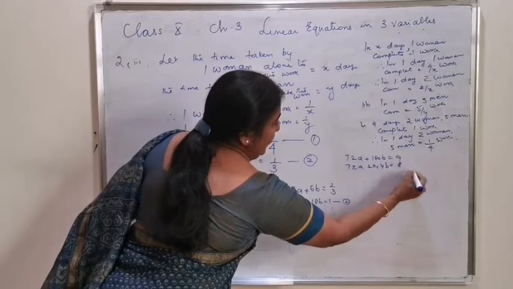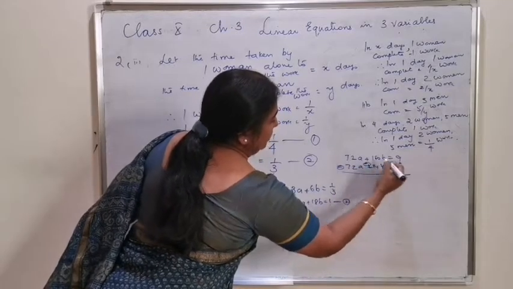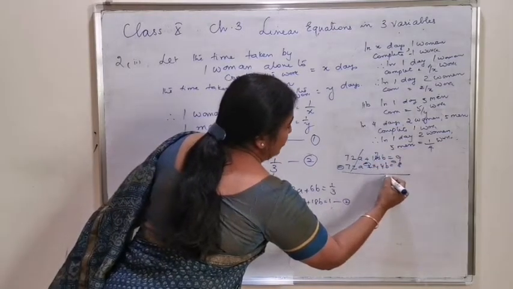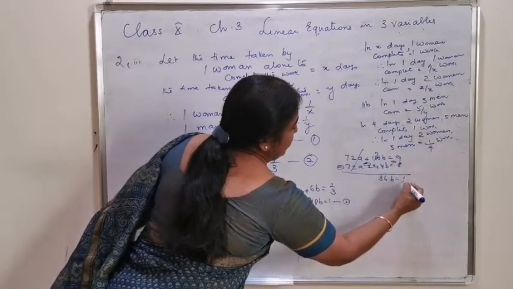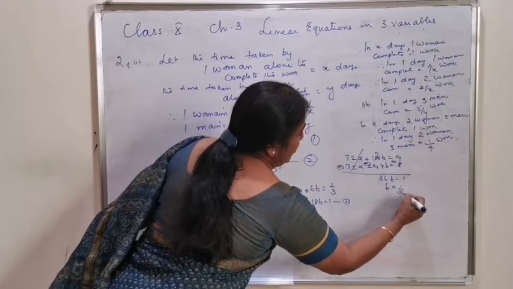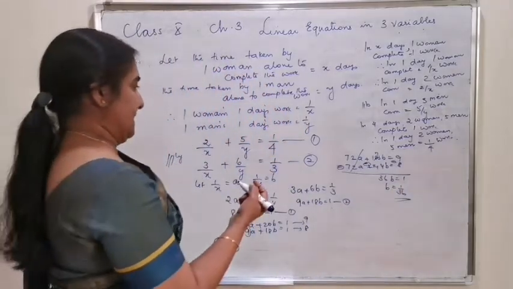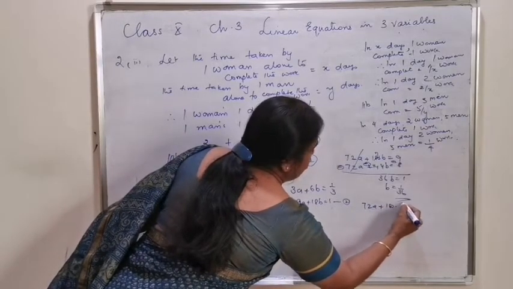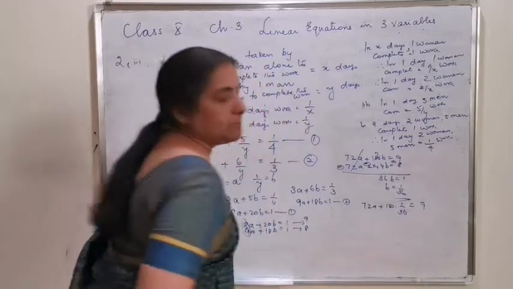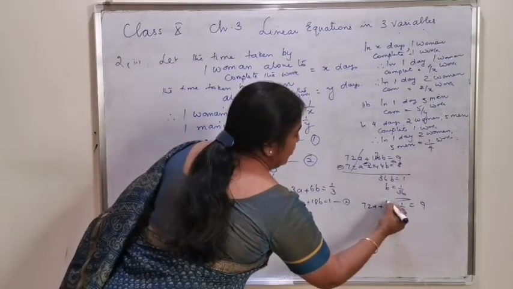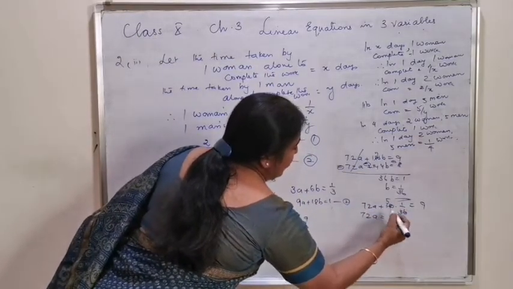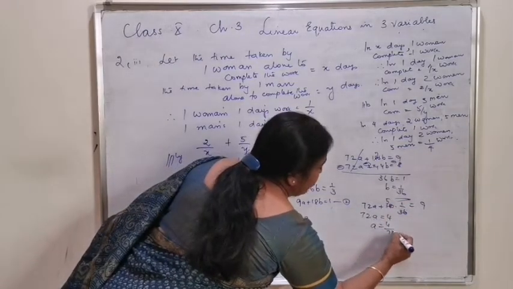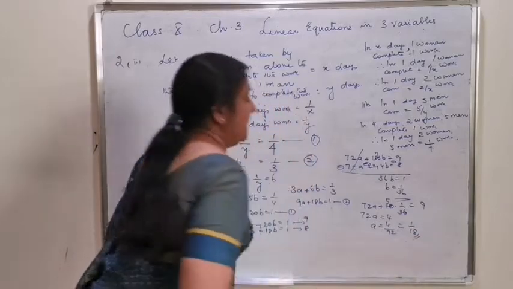144B is equal to 8. Subtracting, 180 minus 144, 36B is equal to 1, or B is equal to 1 by 36. Substituting 72A plus 180 into 1 by 36 is equal to 9. 36 into 5. 72A is equal to 9 minus 5, 4. And A is equal to 4 by 72, which is equal to 1 by 18.